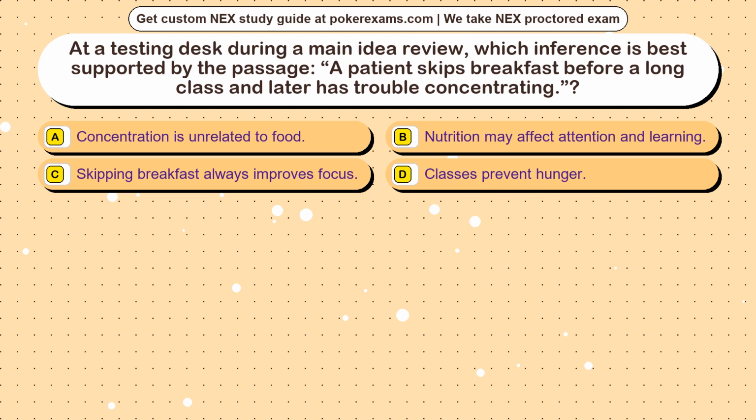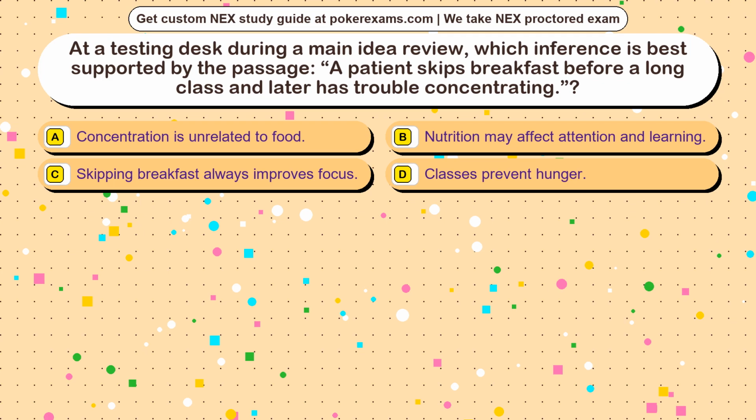Question 23. At a testing desk during a main idea review, which inference is best supported by the passage? A patient skips breakfast before a long class and later has trouble concentrating. Option A. Concentration is unrelated to food. Option B. Nutrition may affect attention and learning. Option C. Skipping breakfast always improves focus. Option D. Classes prevent hunger.